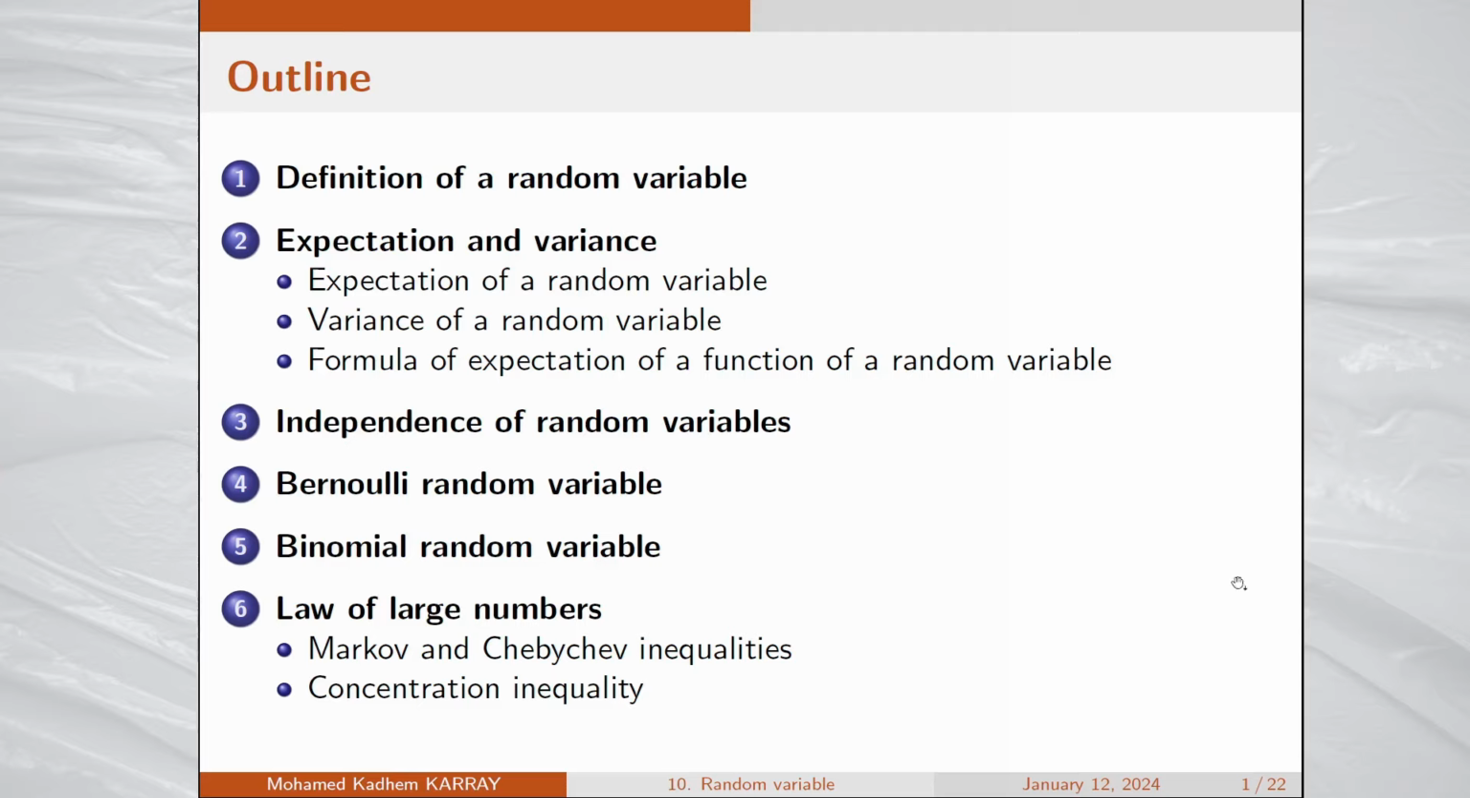The outline of the lesson will be firstly to define a random variable, then to introduce expectation and variance. The third section concerns independence of random variables. Then I will present Bernoulli and binomial random variables. In the last section, I will show you the law of large numbers.